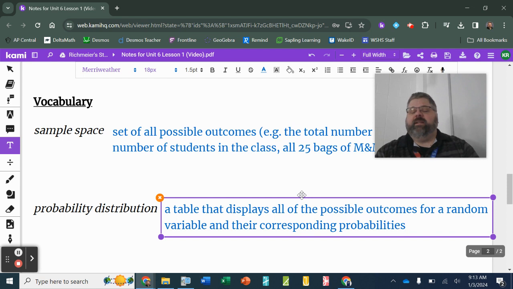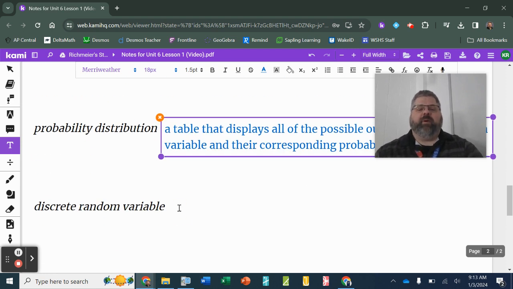I've seen them expressed in a vertical form. Usually they're horizontal though. It would tell me all of the outcomes, like number of candies in the bag, right? And so I'd be looking at all 25 bags. What were the possible candies in the bag? And then below that, I would give you the probability based on the data that we had.